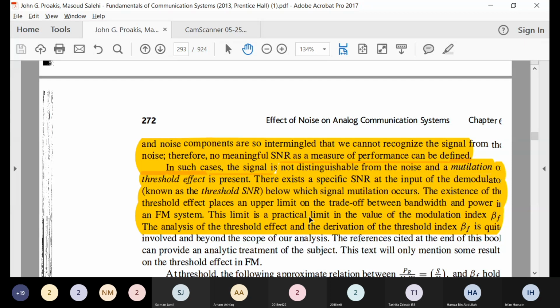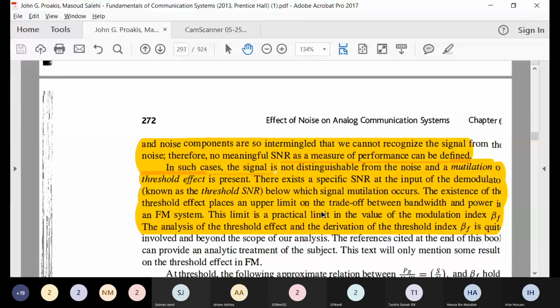So this threshold places an upper limit on the trade-off between bandwidth and power. So we saw in FM systems or in angle modulation systems that more power was directly proportional to the bandwidth expansion factor, or directly proportional to beta square. Okay, but we have a threshold. You cannot increase the beta above a certain value, so you cannot increase the power above a threshold value because all the assumptions will fail.